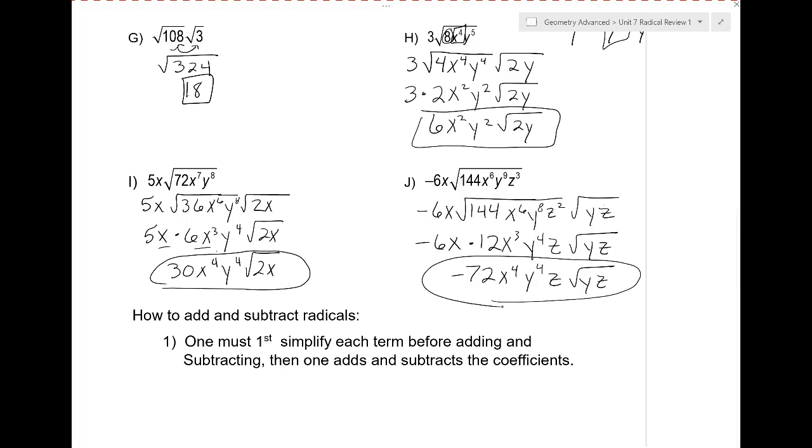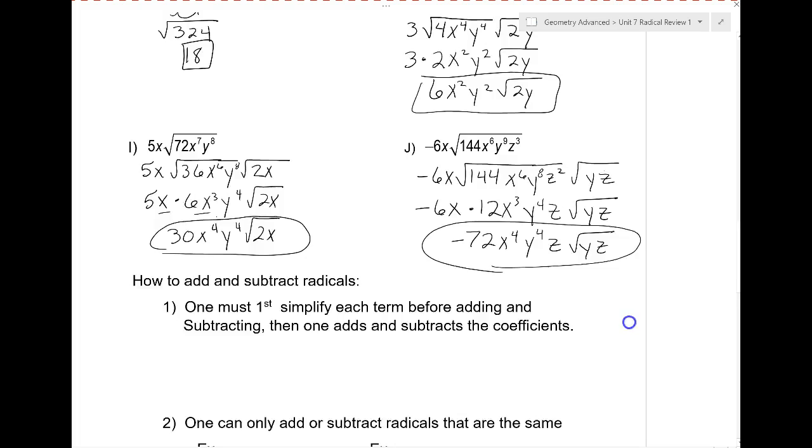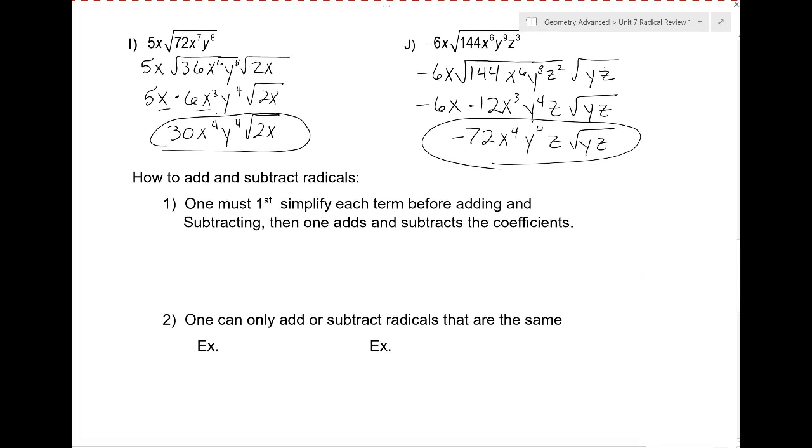So hopefully this has jarred memory. I would rewatch this. I would go find YouTube videos online. Those of you who had Mr. McDonald, he has a great video link on how to simplify radicals. It would be a great memory jar. You guys can do this pretty well.